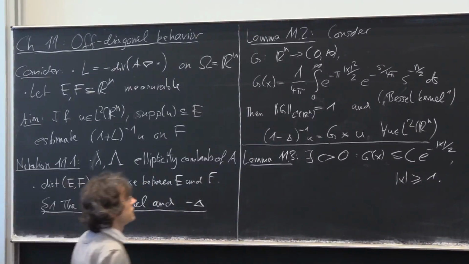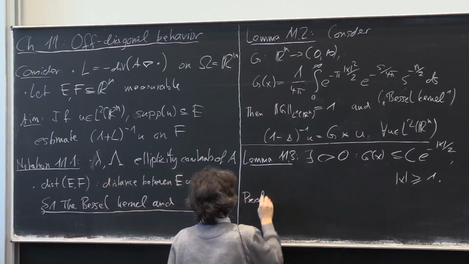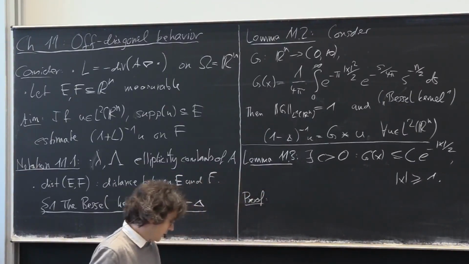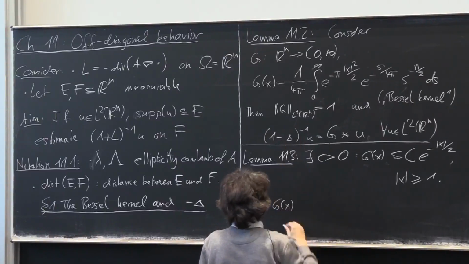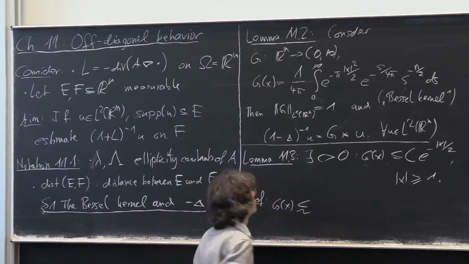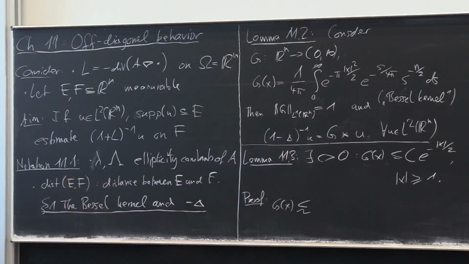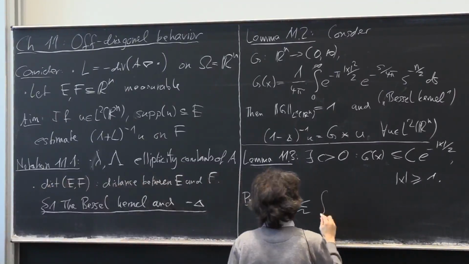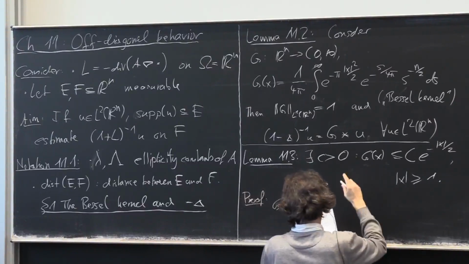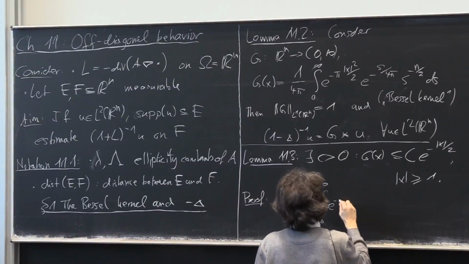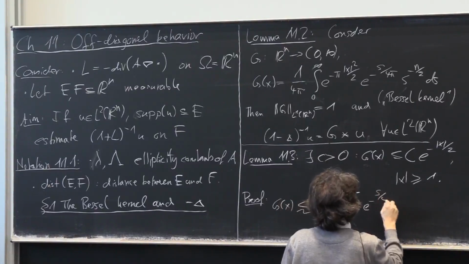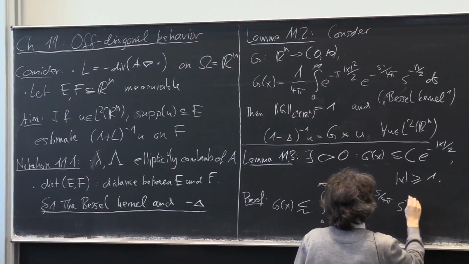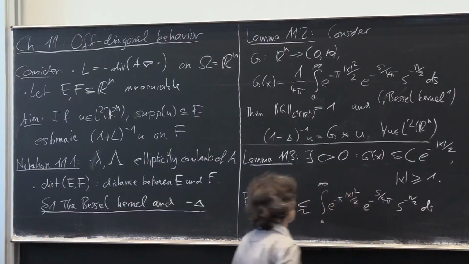Okay. And the proof is estimating the Bessel kernel. So g of x, written up there, is less or equal up to a constant, let's already put the 1 over 4 pi into the constant, the integral 0 to infinity. So what is up there? e to the minus pi absolute value of x squared over s, e to the minus s over 4 pi, s to the minus n over 2 ds.